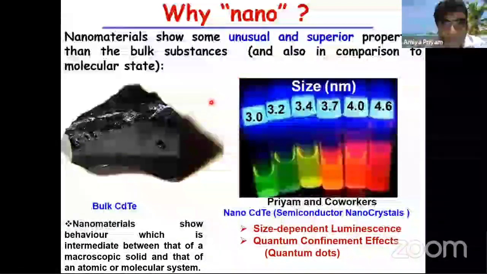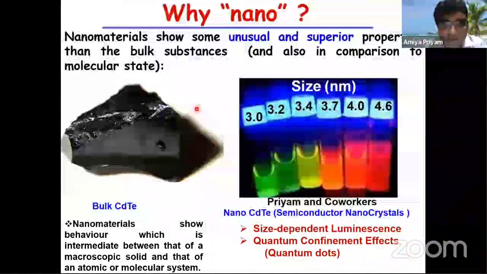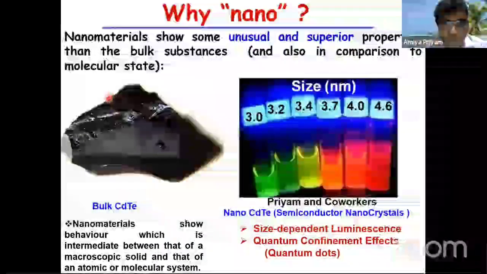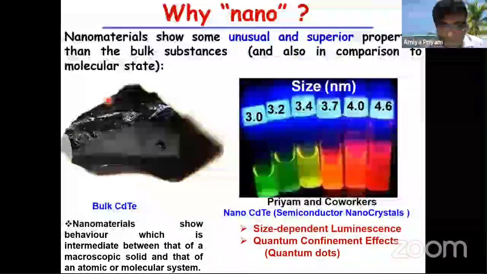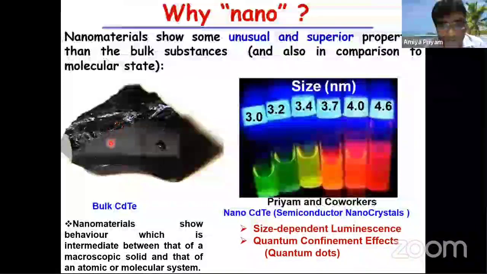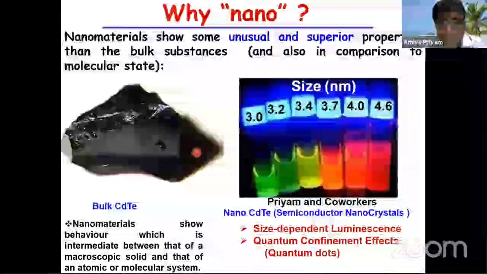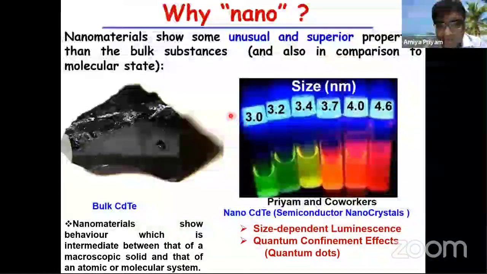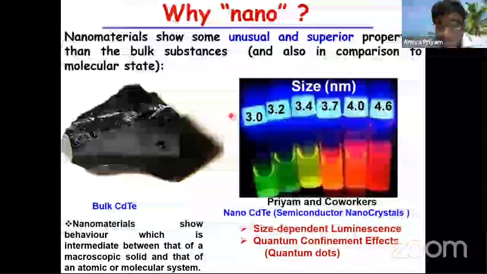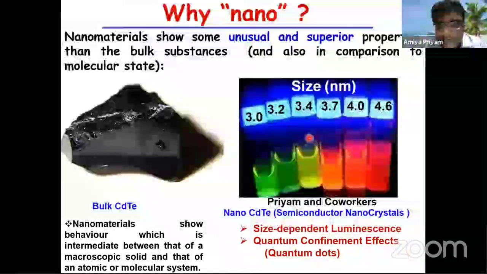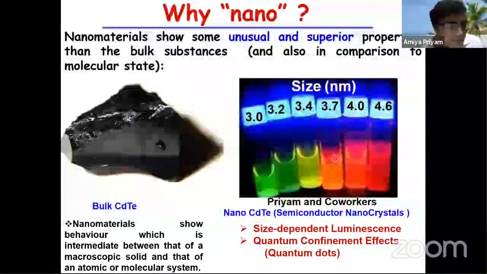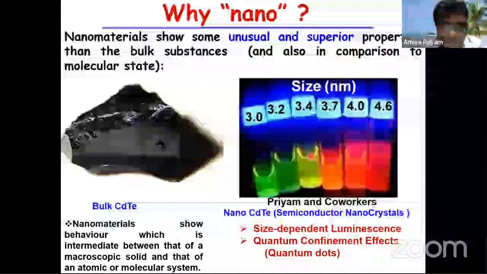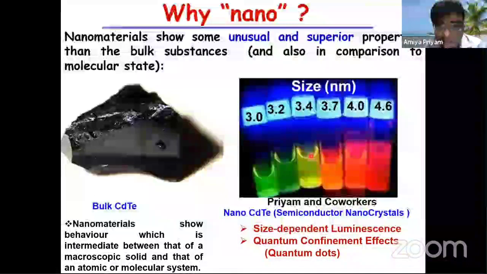Here is an example of cadmium telluride. It looks black in color when it is a very big crystal. When you reduce it to a very small size, such as less than 5 nanometers, you get a variety of colors. This picture that you are seeing is taken in my lab in UV light. You can see the sizes are mentioned over here.